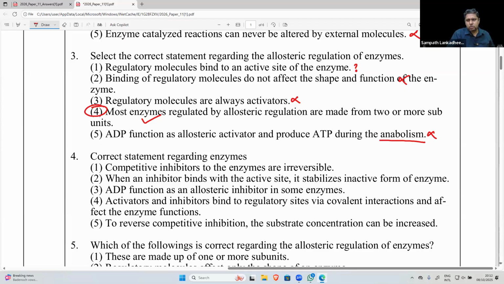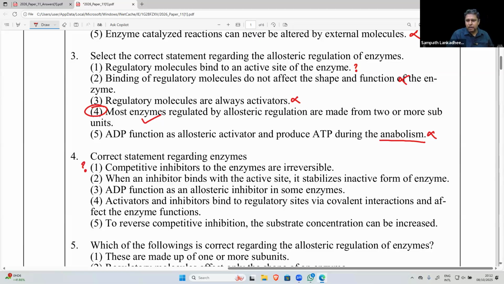Competitive inhibitors to the enzyme are irreversible. Neither. Wrong, neither. Competitive inhibitors are reversible, neither. Most irreversible. We'll leave that as a question.